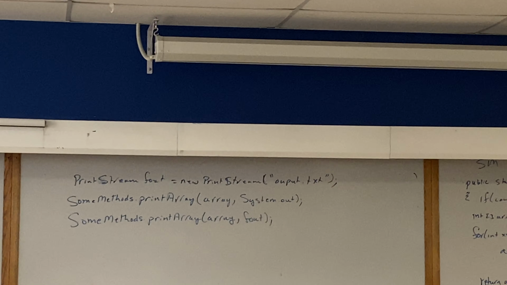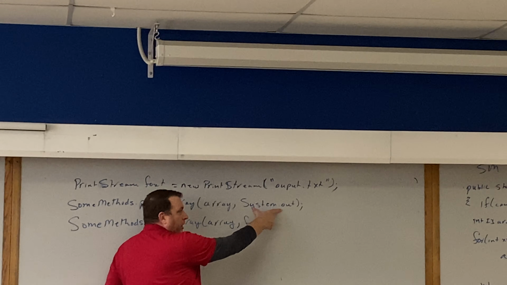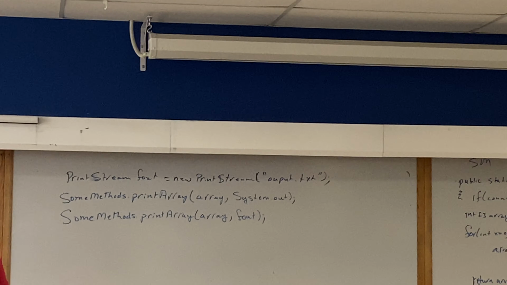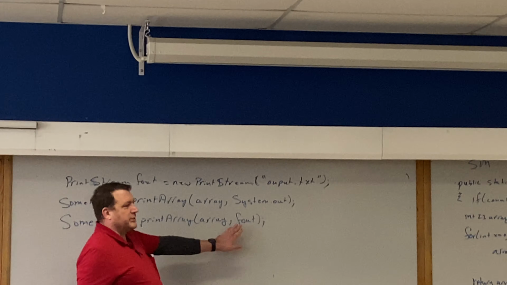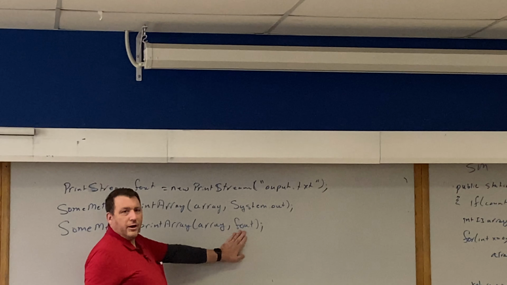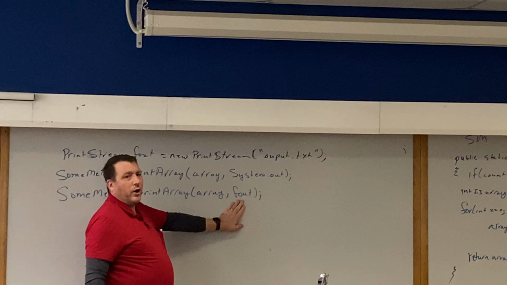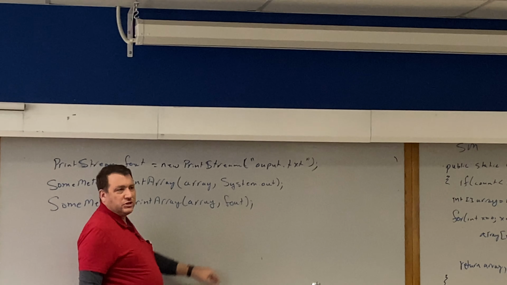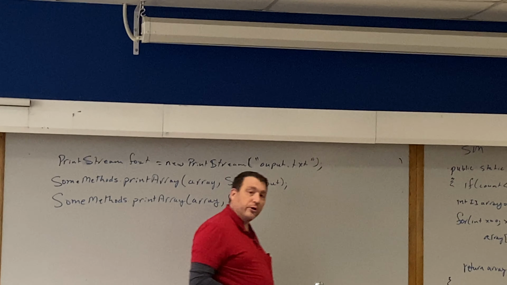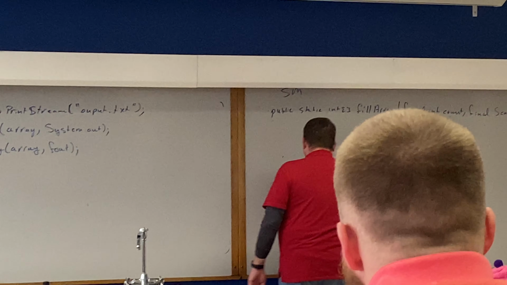What is system.out? What type of object is that? It's a print stream. What type of object is fout? Print stream. They're both print stream objects. All they're doing is pointing at different places. System.out is pointing to the screen. Fout is pointing to the file called output.txt in this case. So this method is just simply going to be this.